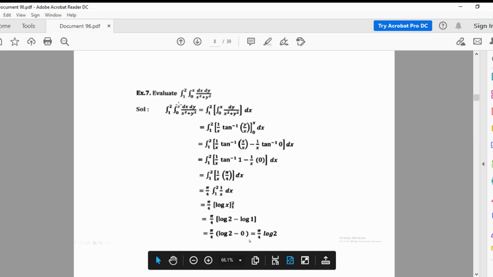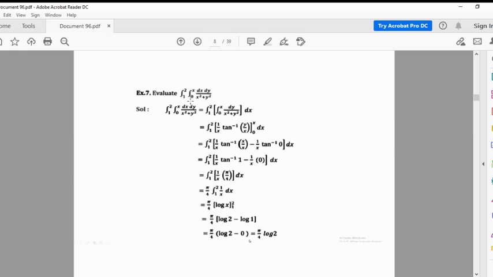Next example: integration varies from 0 to 2, integration varies from 0 to x, dx dy upon x square plus y square. Now we can solve the integration with respect to y first, because this limit contains the value of x. So we have to take the integration with respect to y first.